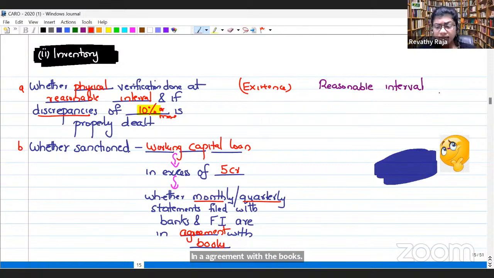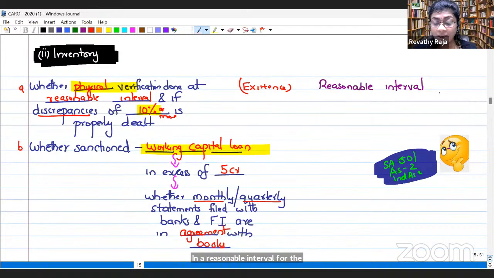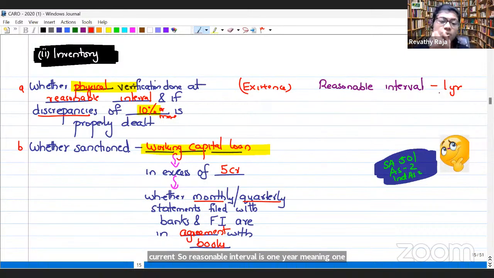Did you understand that? When you hear inventory, think of AS 2, Ind AS 2. Are we clear with inventory? One, physical verification is done. Second, working capital loan, if so, whether they are in agreement. The reasonable interval for fixed assets is 3 years. Now inventory is a current asset, so the reasonable interval is 1 year, meaning once a year. Every year it should be counted.